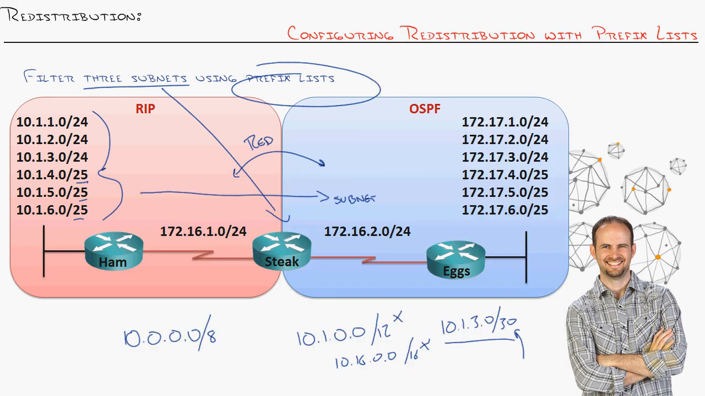You now know how to apply prefix lists using route maps to accomplish route filtering. I hope this has been informative for you, and I'd like to thank you for viewing.